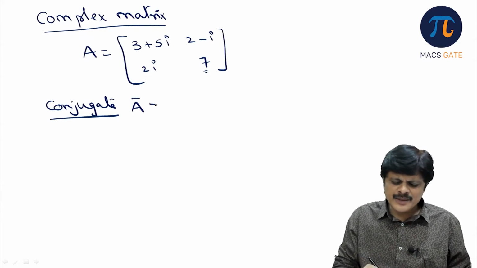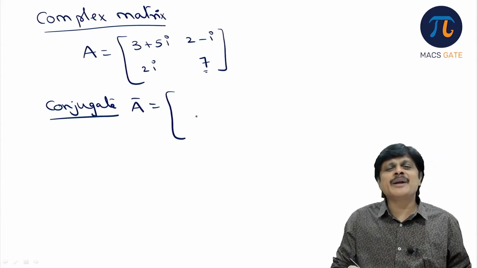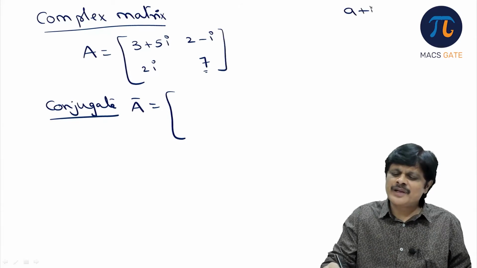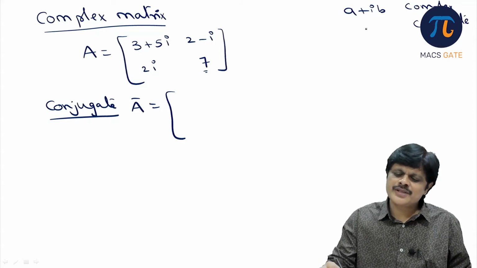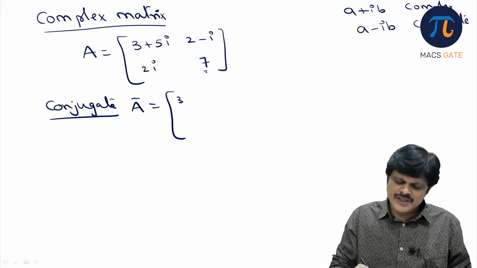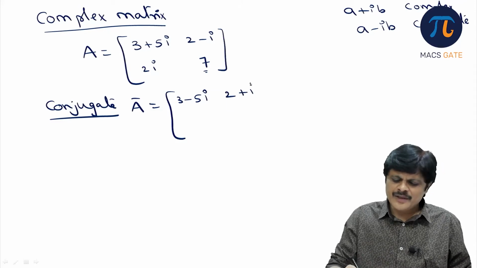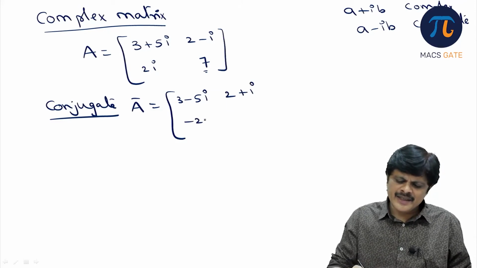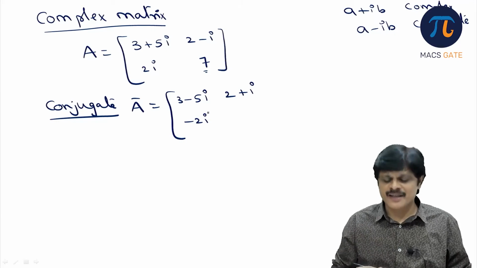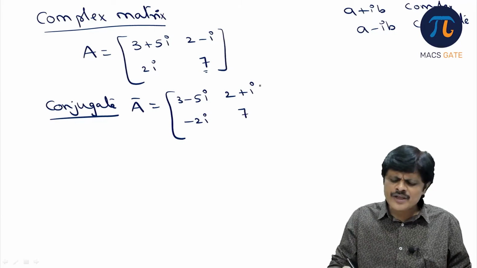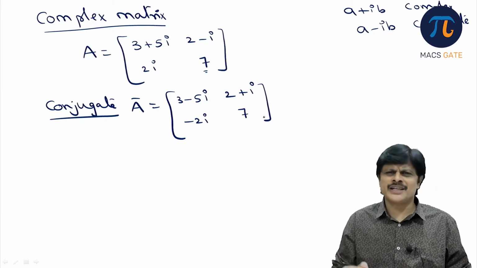The conjugate means replace every element by its conjugate. For example, a plus ib is a complex number. Its conjugate is, what is the conjugate? A minus ib. So just replace every element with its conjugate. So 3 minus 5i, 2 plus i, and the imaginary part sign will be different. And if it is a real number, the conjugate will be exactly the same as the original number.